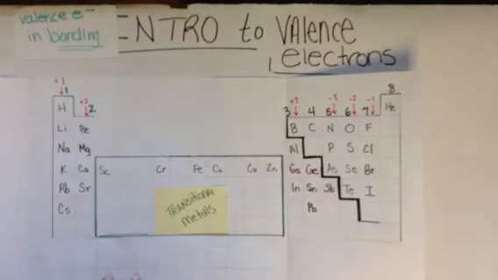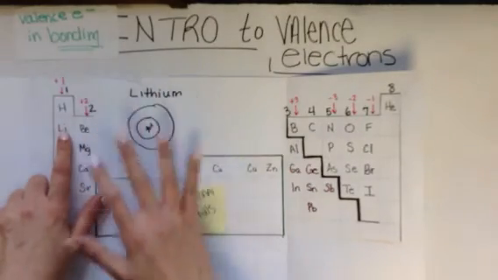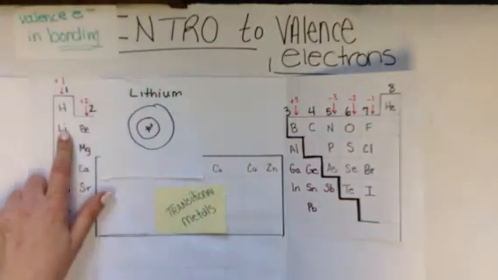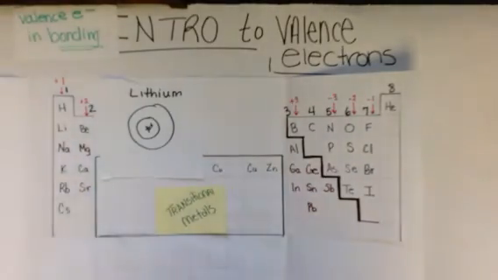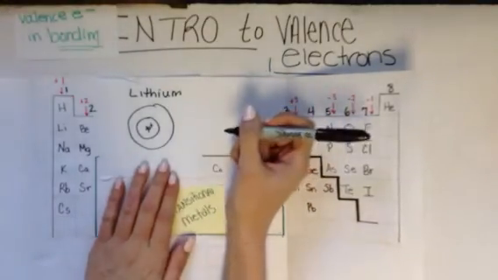So hopefully you remember what a valence electron is. A valence electron is an electron in the outermost part of the atom. So let's take a look at an atom. Here I have lithium. Here's a representation of an atom. It's obviously not the most accurate, but it works very well for us. Lithium is element number 3 on the periodic table. It has a proton number of 3, so I put that in the nucleus.